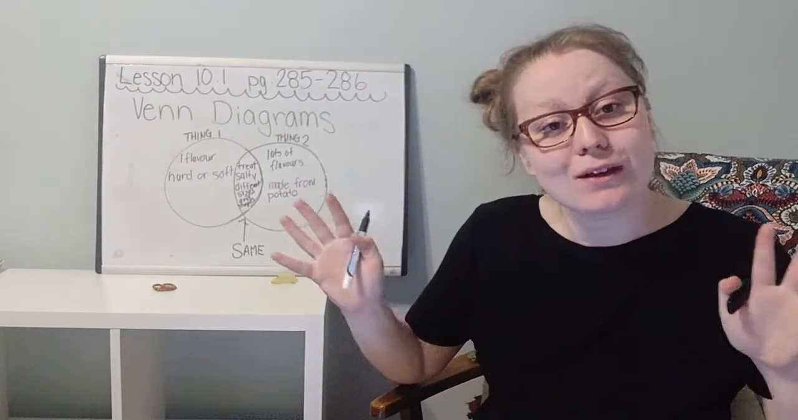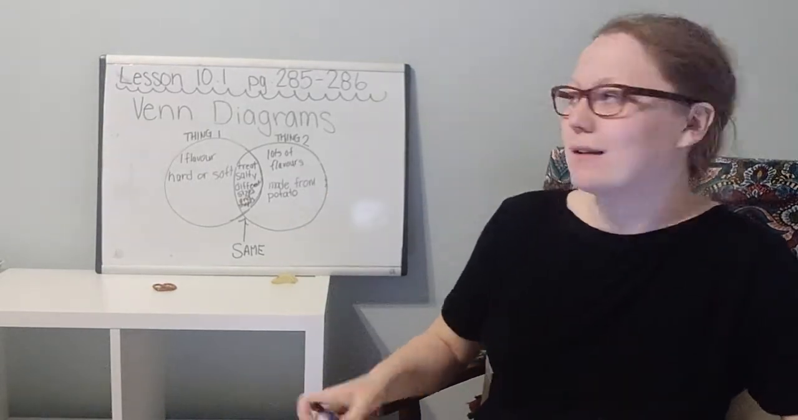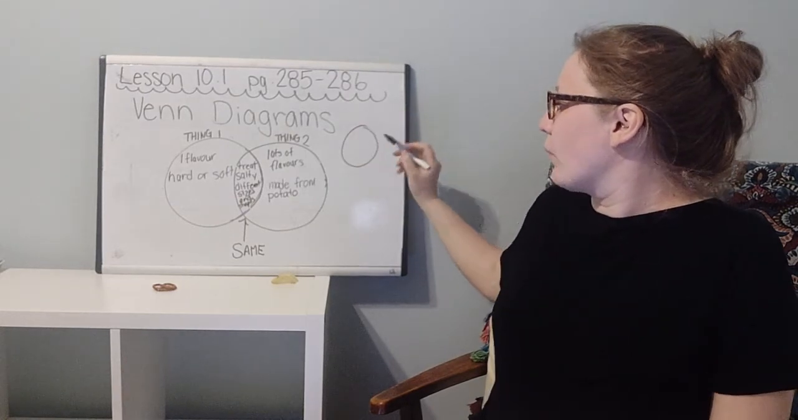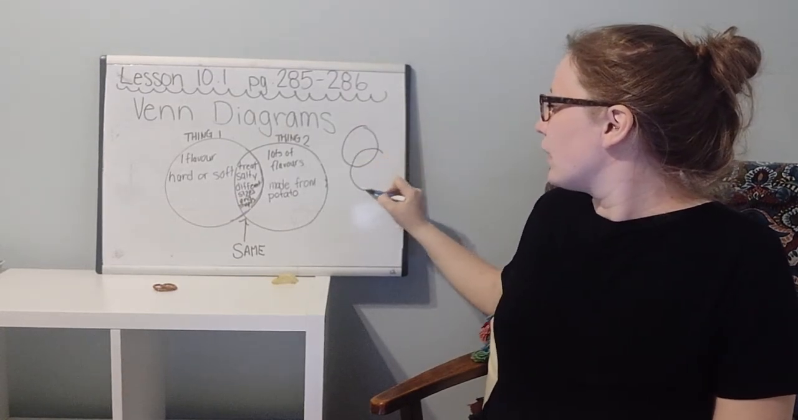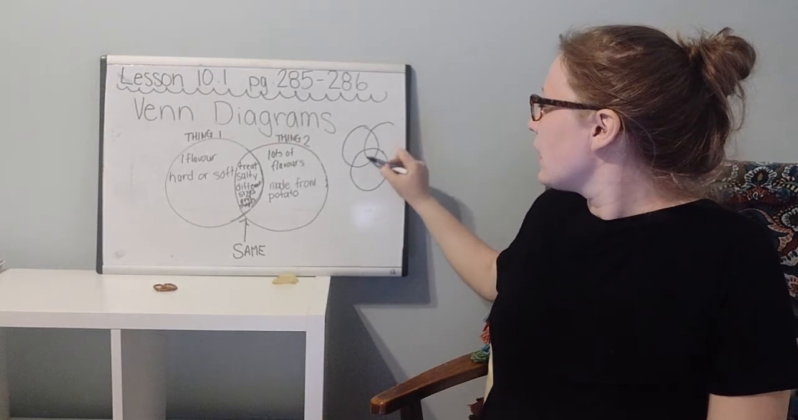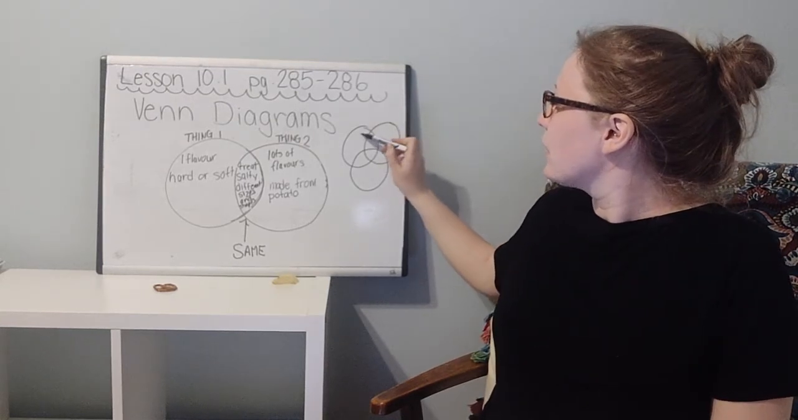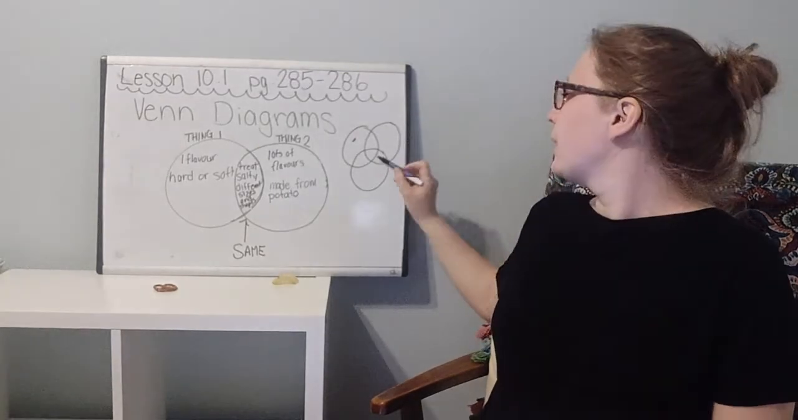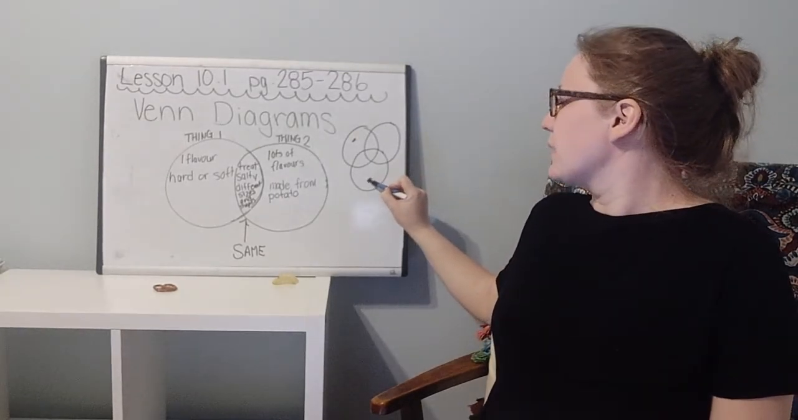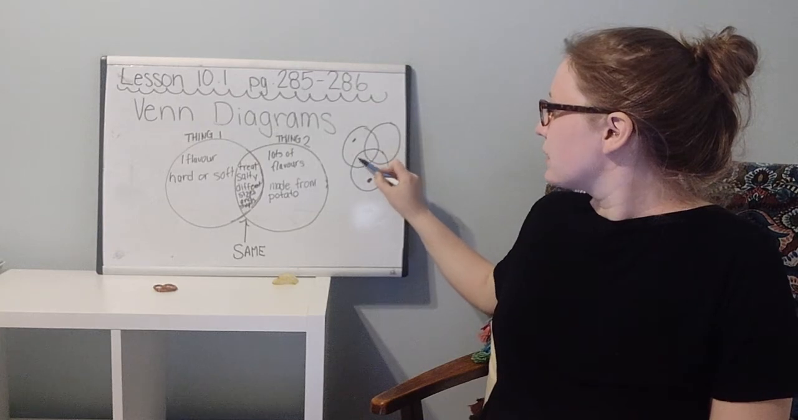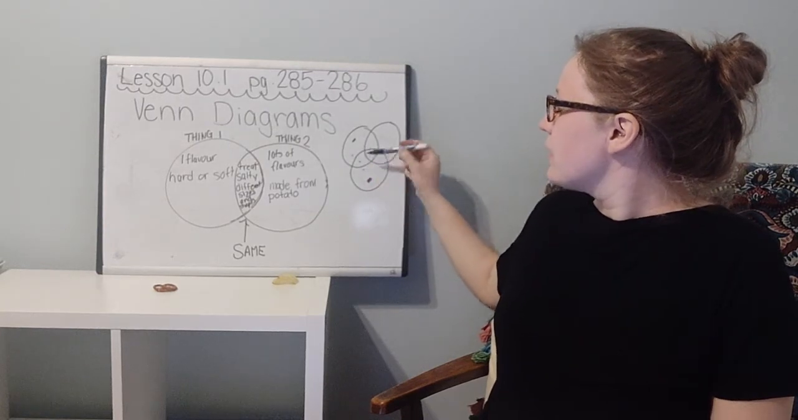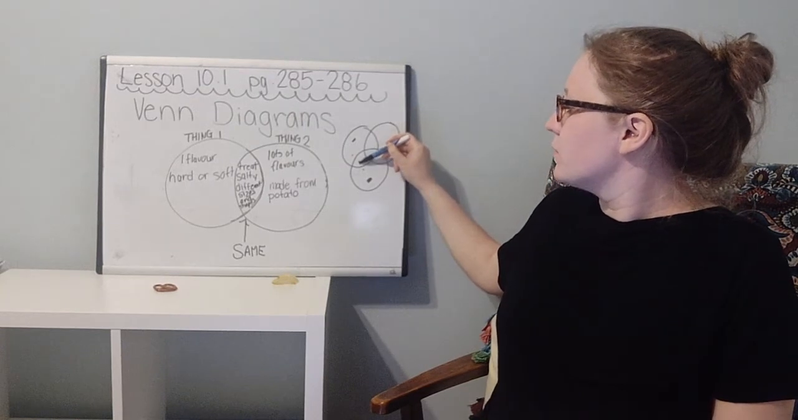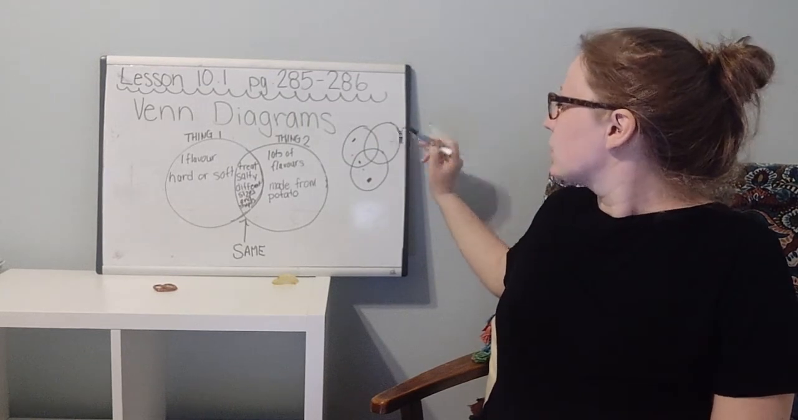I'll show you real quick what that might look like. If we were to have a Venn diagram, we would compare thing 1 with thing 2 and thing 3. So here, this section would have things that are unique about thing 1. In this section, we have things that are unique about thing 2. But in this section, where just these two connect, we would have things that are the same about thing 1 and thing 2. The same thing goes for thing 3.